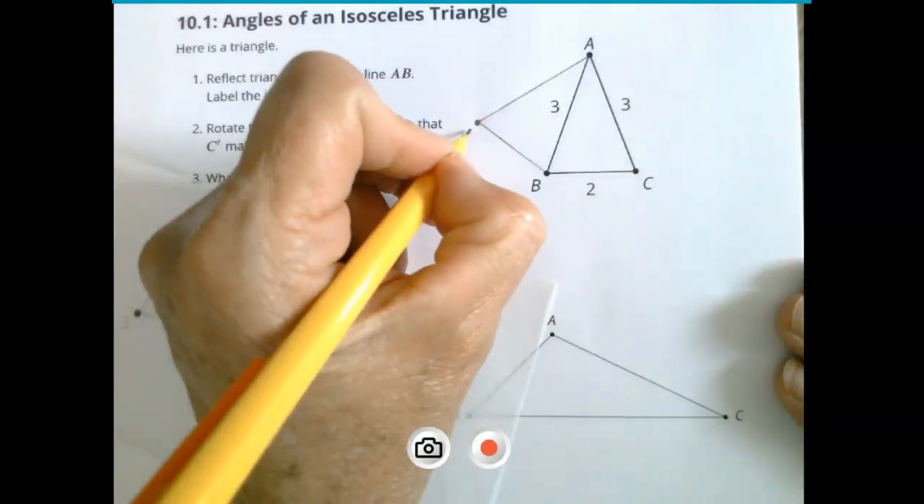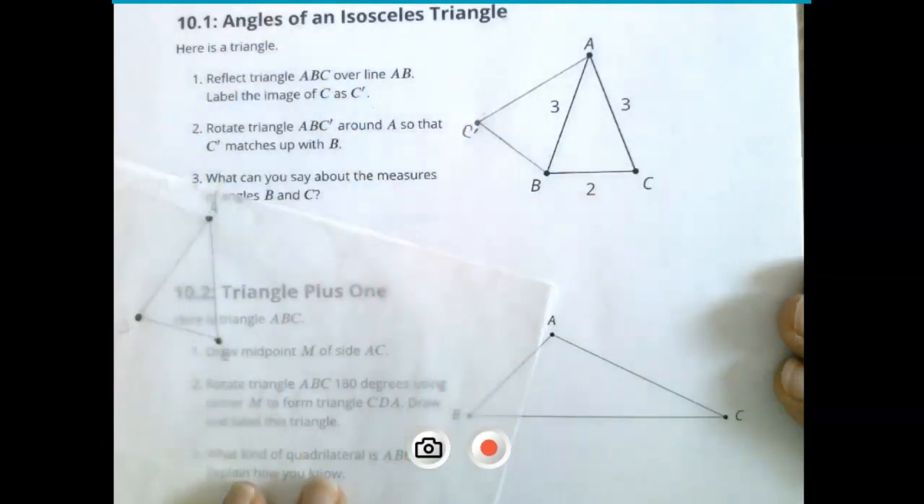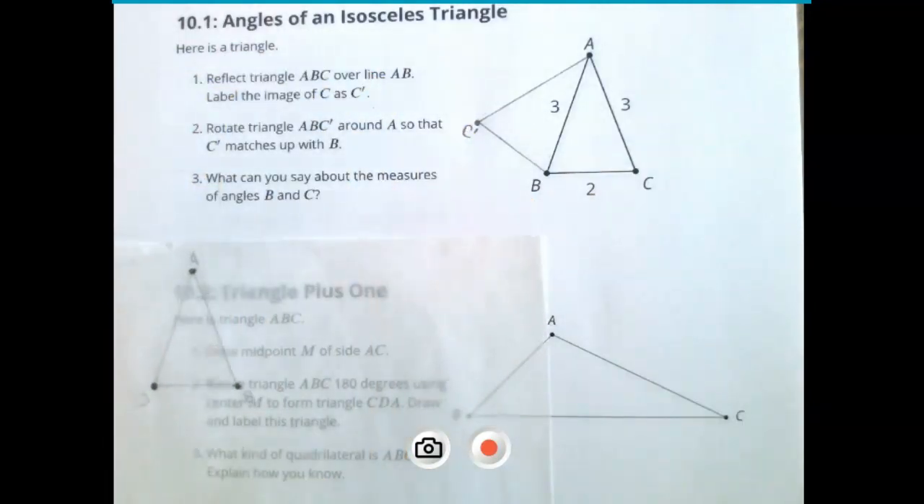All right, then we had to label C as C prime. So there's my C prime right there. Okay, that's number 1. That takes care of number 1. That's all we had to do there.